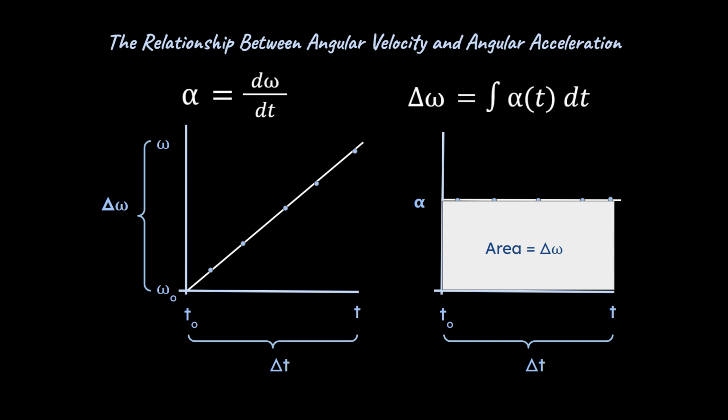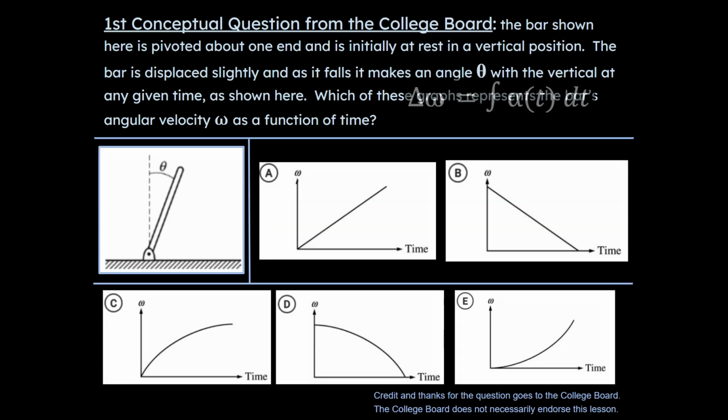Alright, there are two problems that I want to go over with you really quickly. And the first is here. If you want to pause, go for it. The scenario is over here, and then I want you to think to yourself, which is going to be the correct scenario. And I'll summarize this really quickly. So it says the bar here is pivoted about one end, here's the end, and it falls and makes an angle theta with the vertical at any given time. Which of these graphs represents the bar's angular velocity omega as a function of time? So pause for a moment if you choose and think about what the correct answer is going to be. And so, how to reason through the answer here.